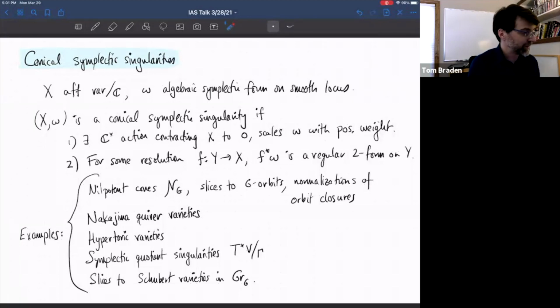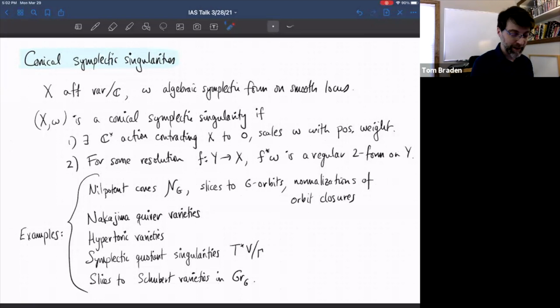The first slide is just generalities, talking about the setting in which we're living, and then we're going to talk about two particular examples of these. So I'm going to talk about conical symplectic singularities. I'm not going to assume that they have a symplectic resolution for the moment, but we're going to be worried about affine varieties with symplectic forms on their smooth locus. And you want to have a conical action. This is a technical condition which makes things work nicely. So you want to have a C star action, a torus action, contracting your variety to a fixed point, and it should scale the symplectic form with positive weight.